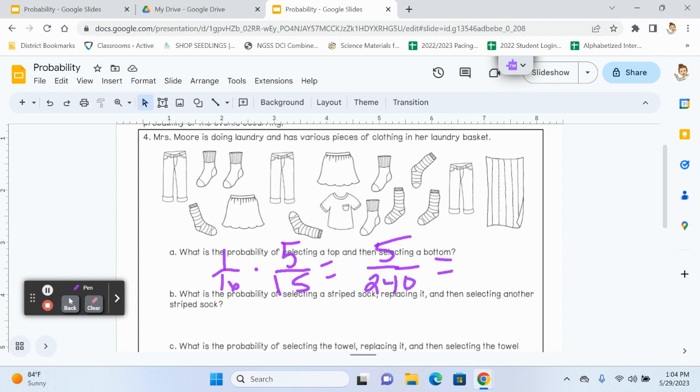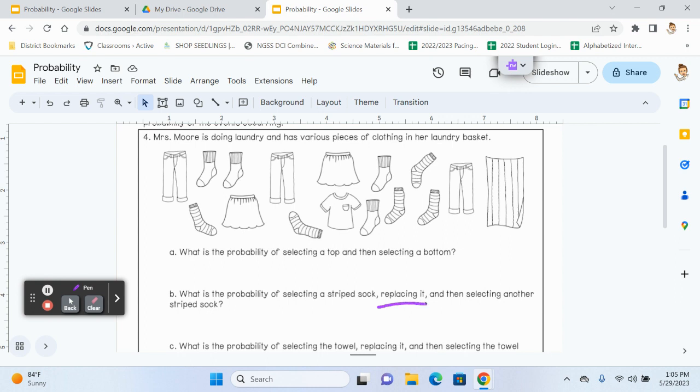Now I need to simplify. 5 divided by 5 is 1, and I'm using that because the 240 ends in a 0, so I know I can divide by 5. And 240 divided by 5 is 48. So there is a 1 in 48 chance of picking a top and then a bottom. So that was a dependent event because what I did for the second pick depended on what happened on the first pick.